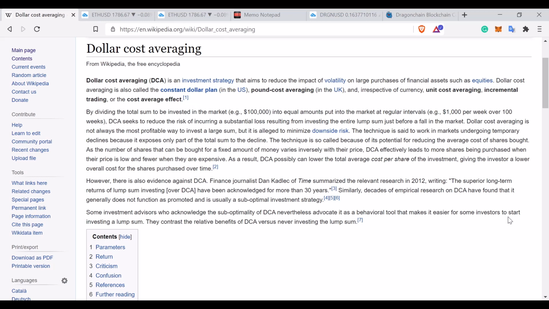Dollar cost averaging is a simple technique for allowing you to buy a larger position in cryptocurrencies, or anything you're particularly trading, without having to worry too much about the live price. And it also allows you to build up a position size for a good price overall.